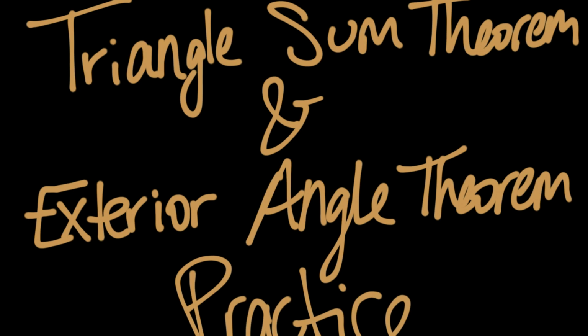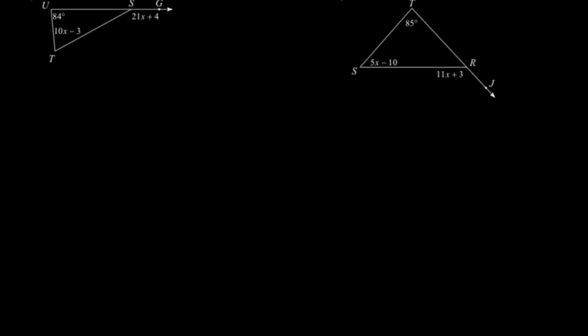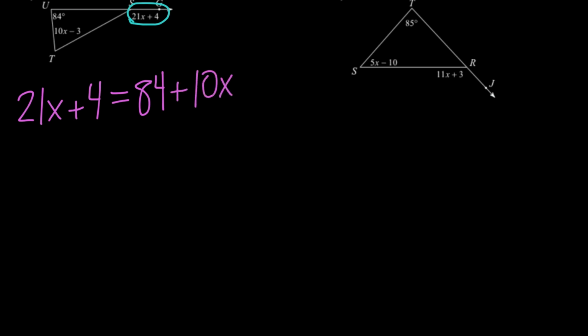Everyone, today we are going to be doing some practice problems involving both the triangle sum theorem and the exterior angle theorem. So looking at number 9, I see that I have this exterior angle, and I know that the exterior angle theorem says that my exterior angle is equal to the two interior angles that it does not touch, that it is not adjacent to.